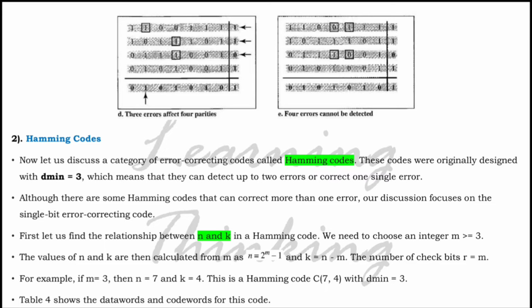We choose the integer m greater than or equal to 3. So the values of n and k are calculated as n equal to 2 raised to m minus 1, where k equal to n minus m, and the number of check bits is equal to m. For example, if m equal to 3, then n equal to 7 and k equal to 4, and the Hamming code C(7,4) with d-min equal to 3. So table 4 shows the data word and code word for this code.